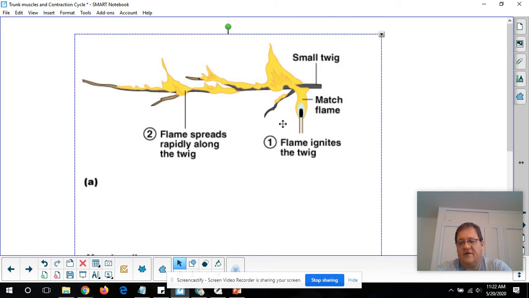Now, if you've ever played with fire, you should be careful and responsible. I still have all my fingers. I was a good Boy Scout. I only burned things when I could get away with it.